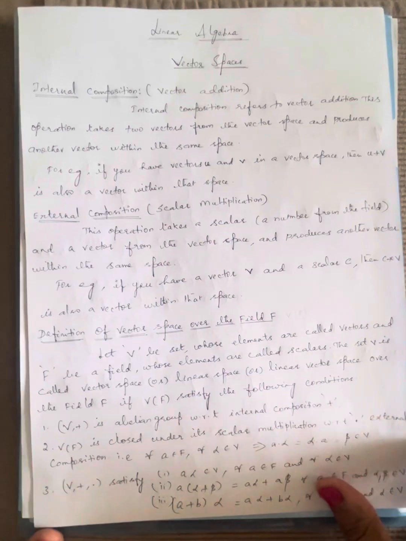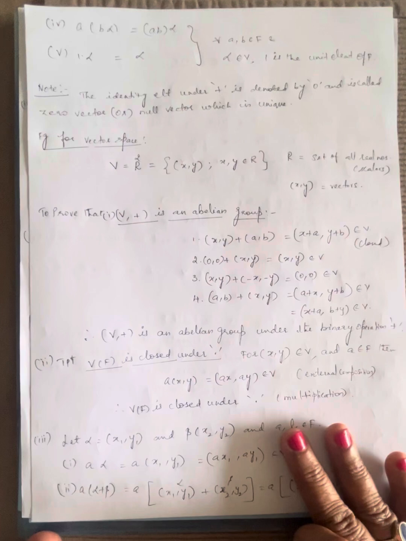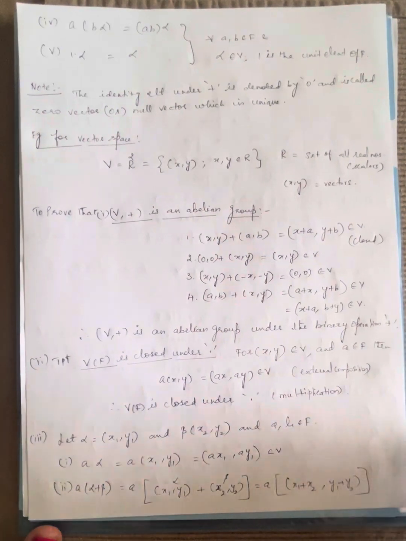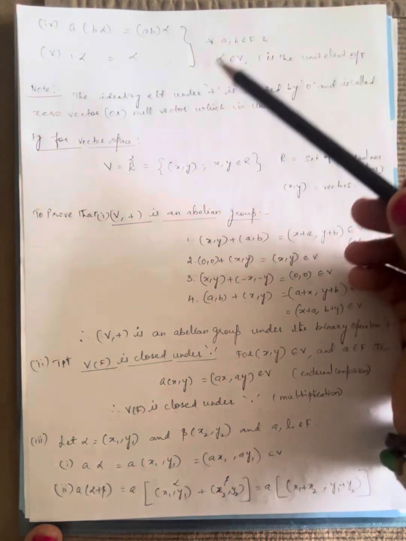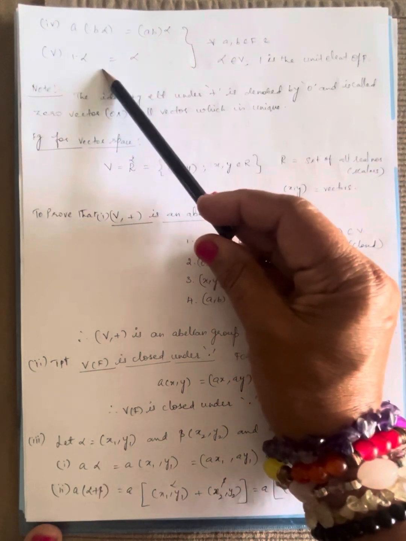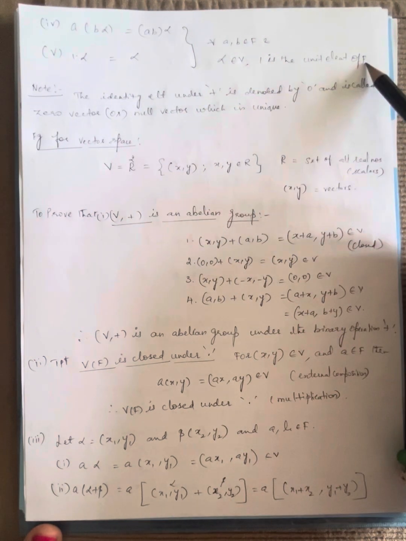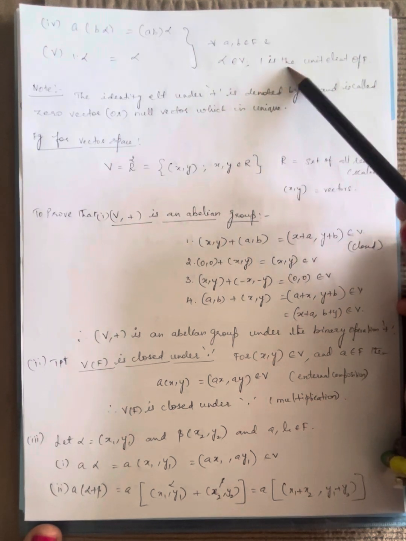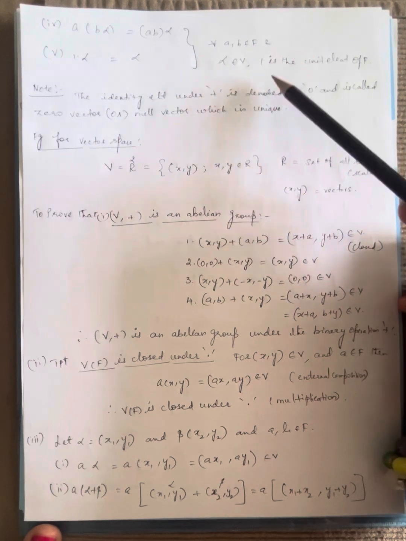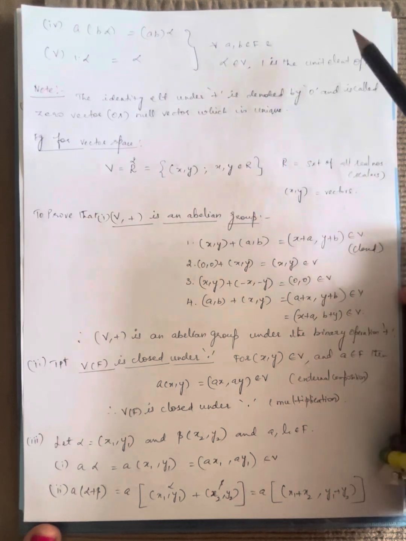The next one is (ab) into alpha is equal to a into (b alpha). That means multiplication is associative: a into b alpha is equal to ab into alpha. And the last one is 1 into alpha is equal to alpha. Here alpha belongs to V and 1 is the unit element of F. The unit element of F is a scalar, so obviously 1 will act as the unit element. Unit element means that if you multiply it with any other element, the same element comes back, and it belongs to F. Then 1 will act as the unit element for F.